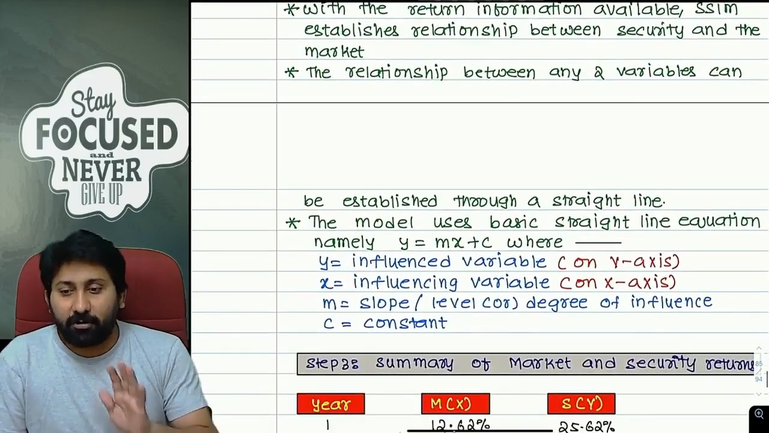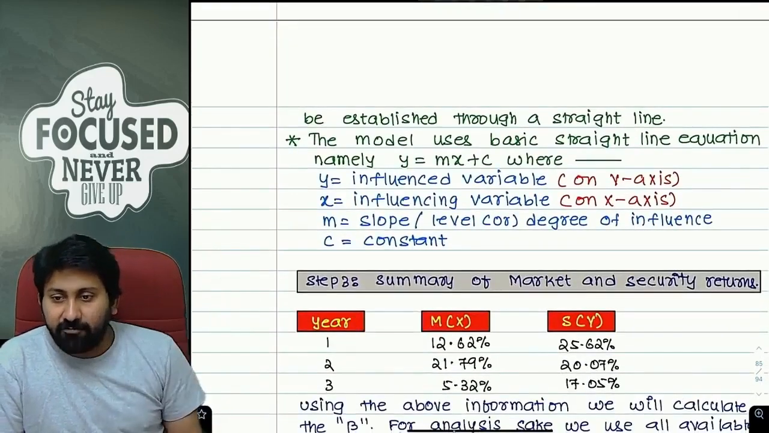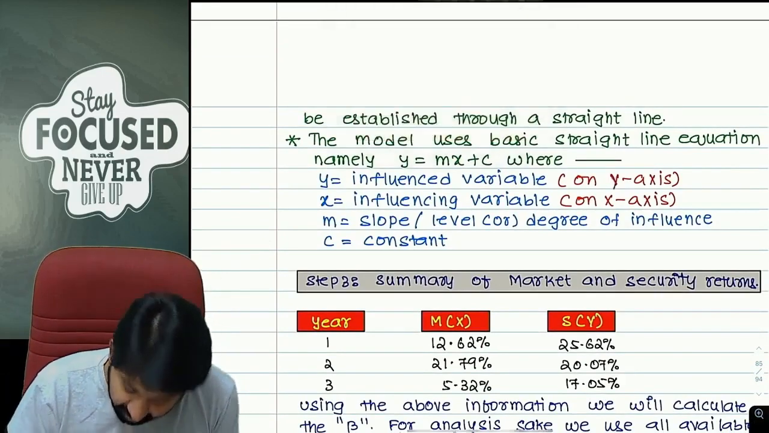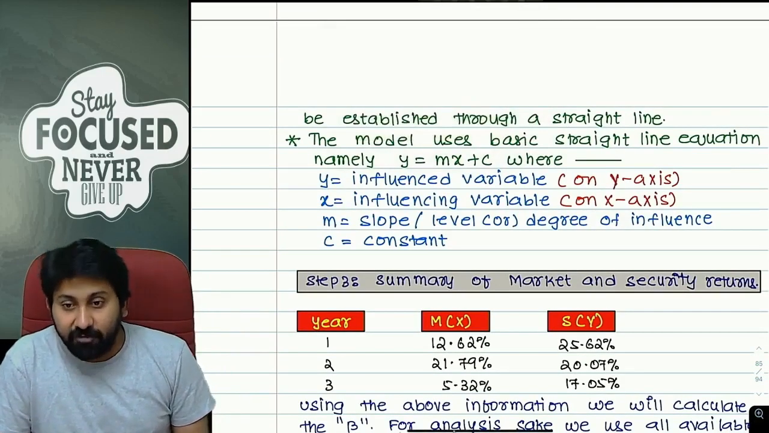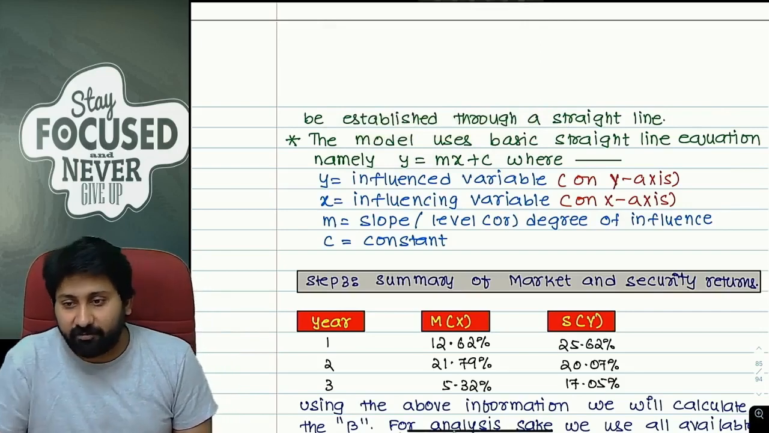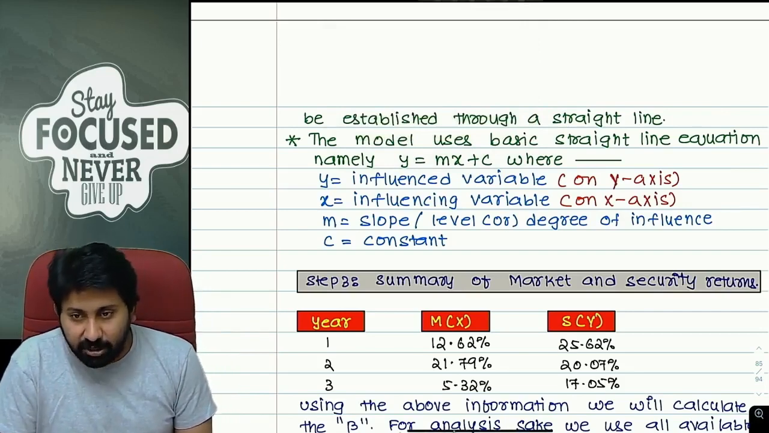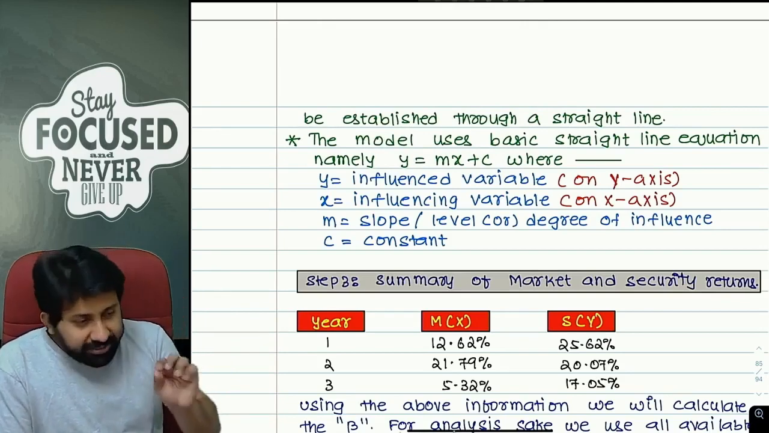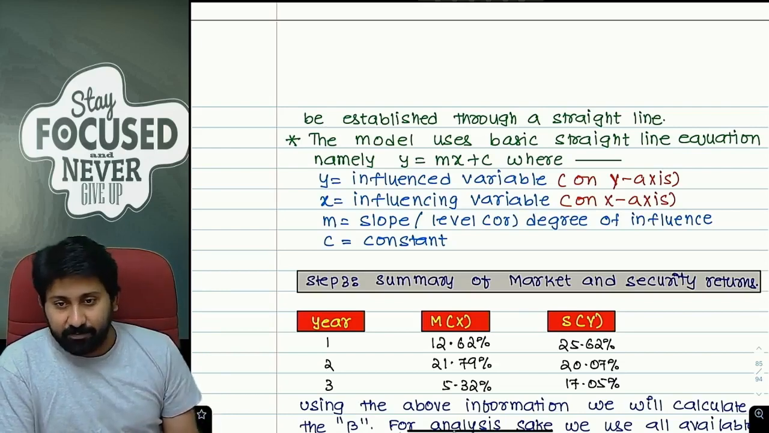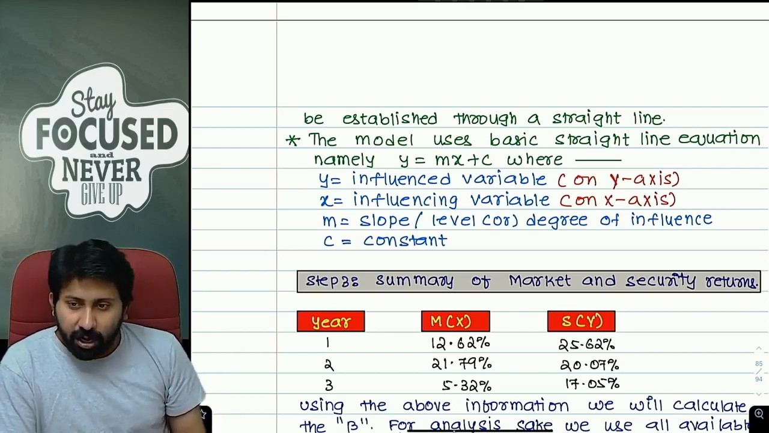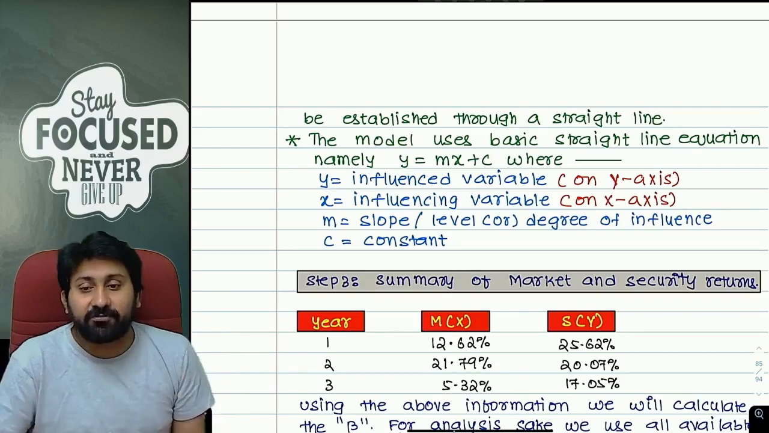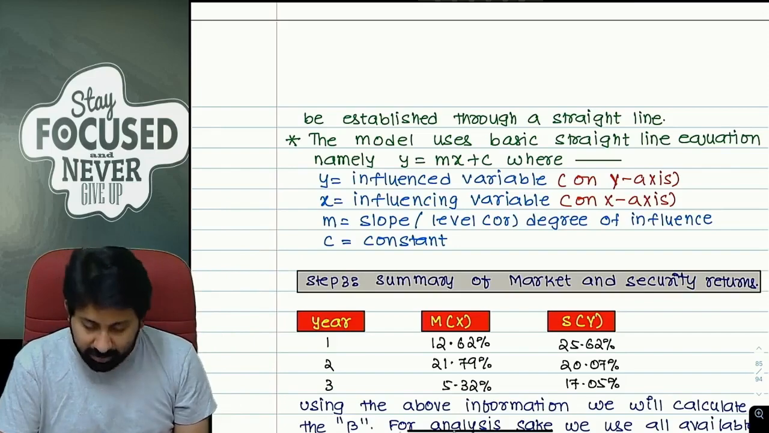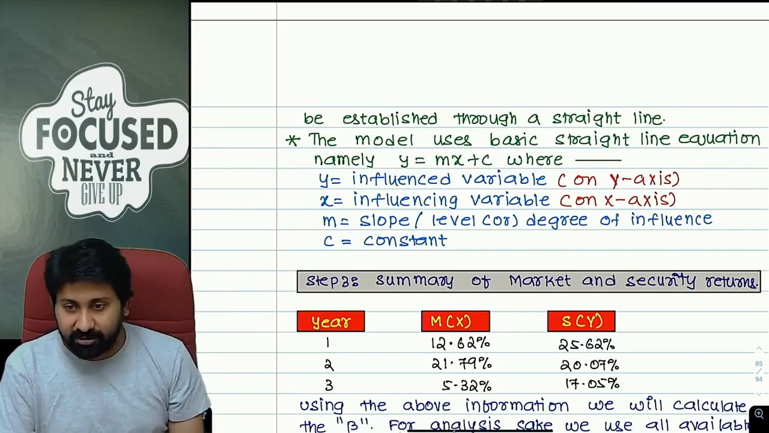The main point we have to understand is that Y is the influenced variable, so it falls on the y-axis. X is the influencing variable, which falls on the x-axis. M is the slope, or the level or degree of influence. Who is influencing? Market. Influencing whom? Security. How much influence is there? What is the magnitude of its influence? We will understand through the slope. C is a constant.